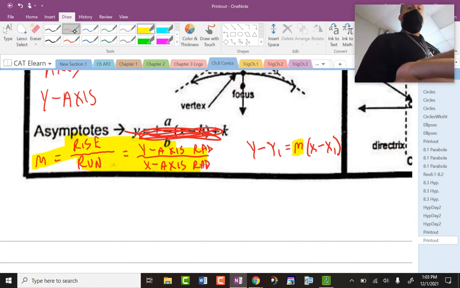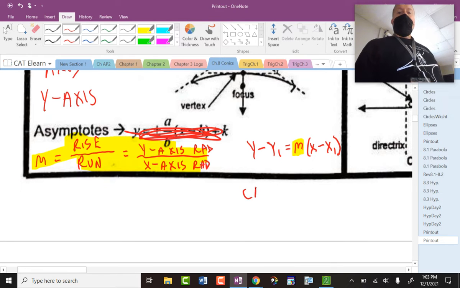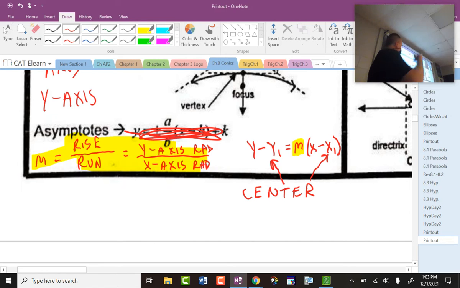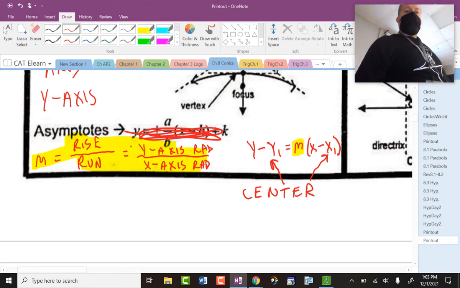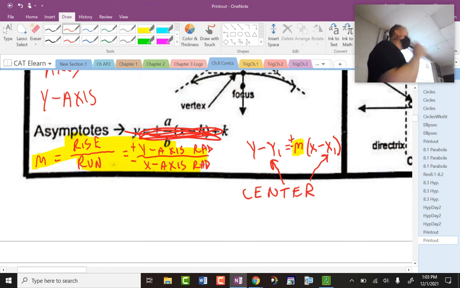But then another thing I want to write here is not highlighter. I want to write the word center. And then I just want you to know that these asymptotes cross the center at these points. So that's what goes in those two positions, the center. Oh, one more thing. This is plus minus. There are two asymptotes, one with a positive slope and one with a negative. So you want to write the plus minus number there.